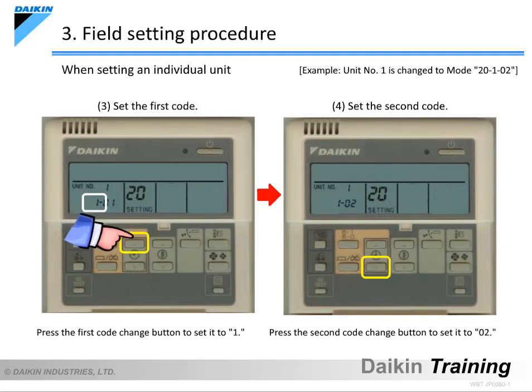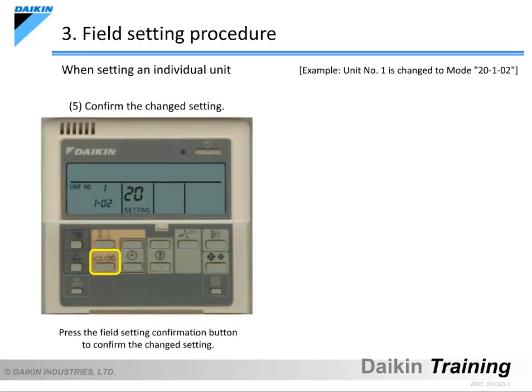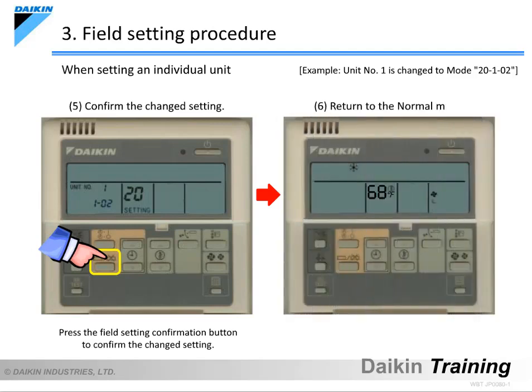Press the first code change button to set it to 1. And then press the second code change button to set it to 02. Press the field setting confirmation button in order to confirm the changed setting. Press the test button to return to the normal mode.